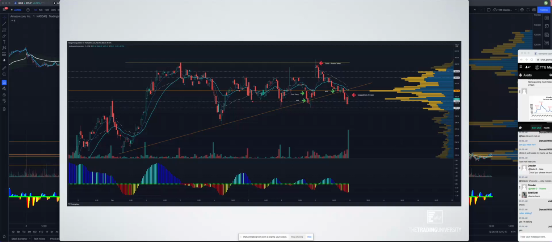Most charting platforms show volume profile at different levels. The two best, in my opinion, are TC2000 and TradingView, but Thinkorswim, E-Trade, all the other ones have some form of volume profile that you can put on your charts.